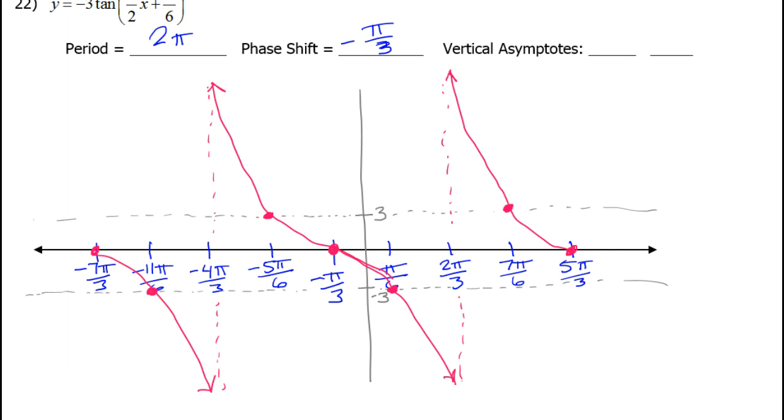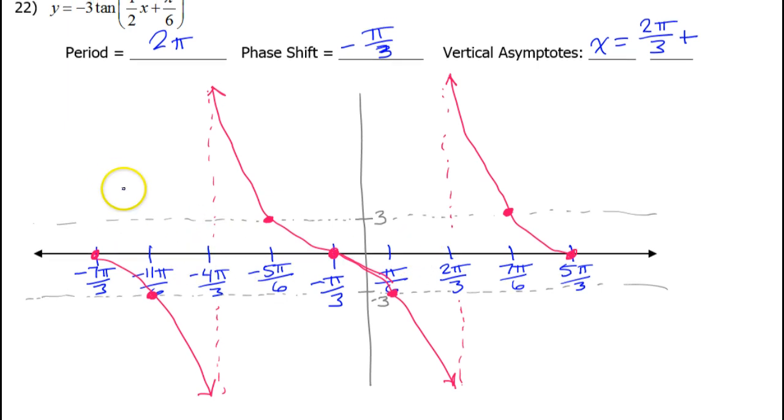Now let's talk about those vertical asymptotes. Vertical lines are always x equals something, so let's start with that. Pick one of the two vertical asymptotes that you have graphed. I'm going to pick the 2 pi over 3. So I'm going to say x is equal to 2 pi over 3, and then I'm going to say plus. Now, I'm either going to be adding a full period or half of a period.